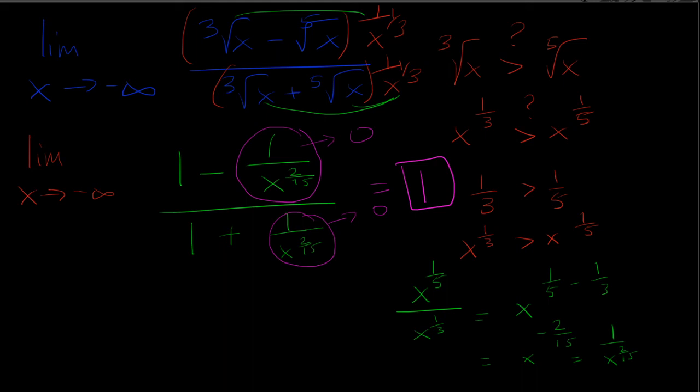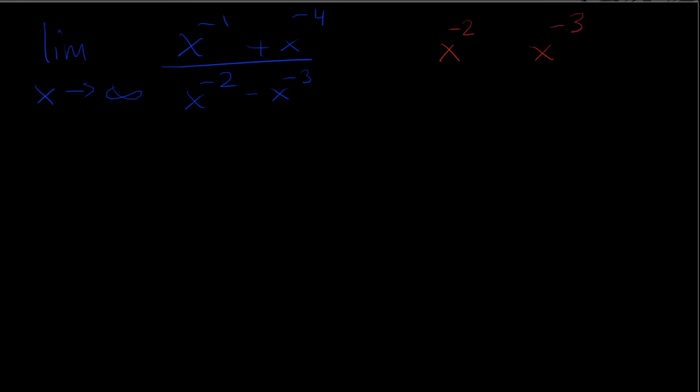Okay, now let's try a similar one, but instead of having different radicals, we'll have different integer exponents. So we have the limit as x approaches infinity of (x to the first plus x to the negative fourth) over (x to the negative second minus x to the negative third). The first step is always to identify the biggest term of the denominator. We have two choices. It's either x to the negative second or x to the negative third. We compare the exponents. We know that negative 2 is greater than negative 3. So we know that x to the negative second has to be greater than x to the negative third.